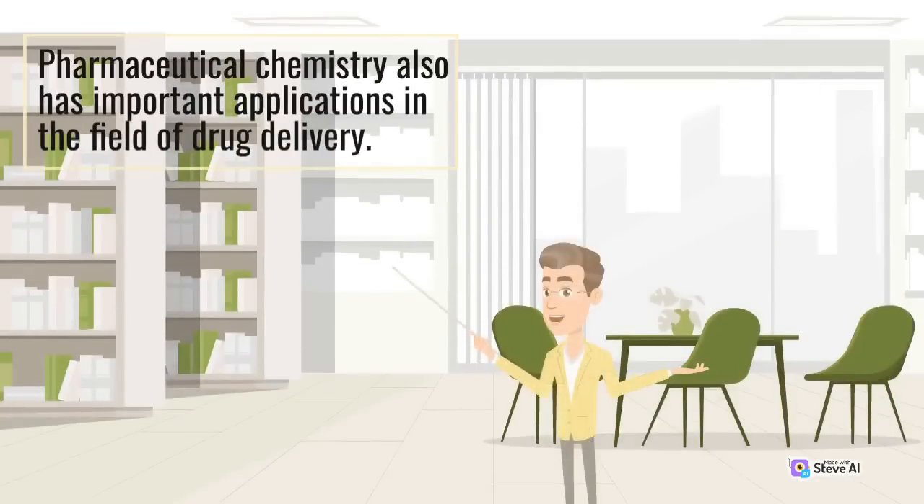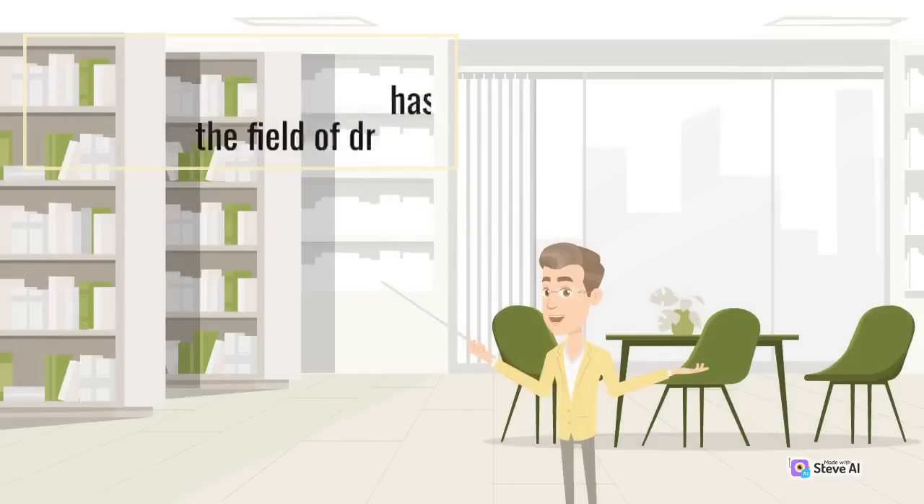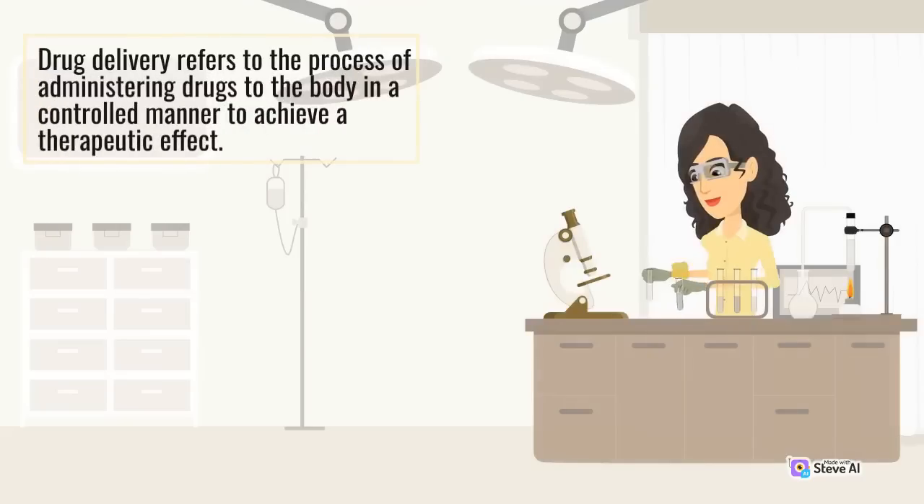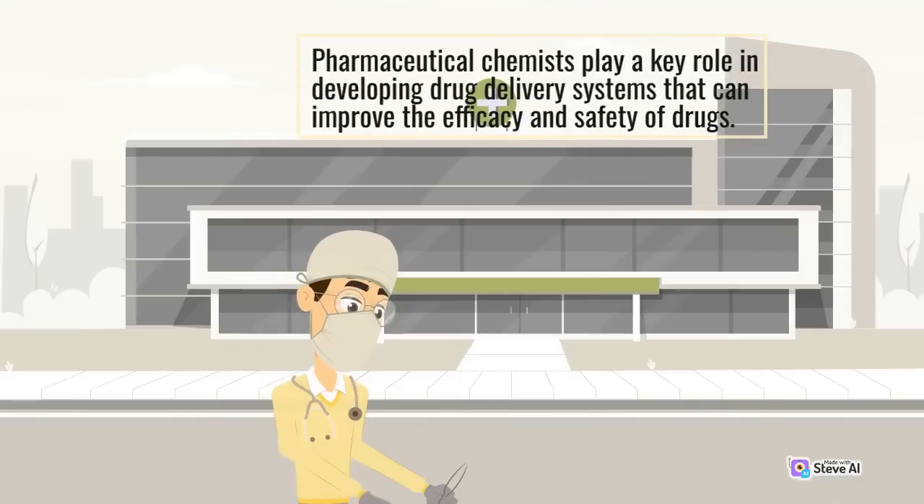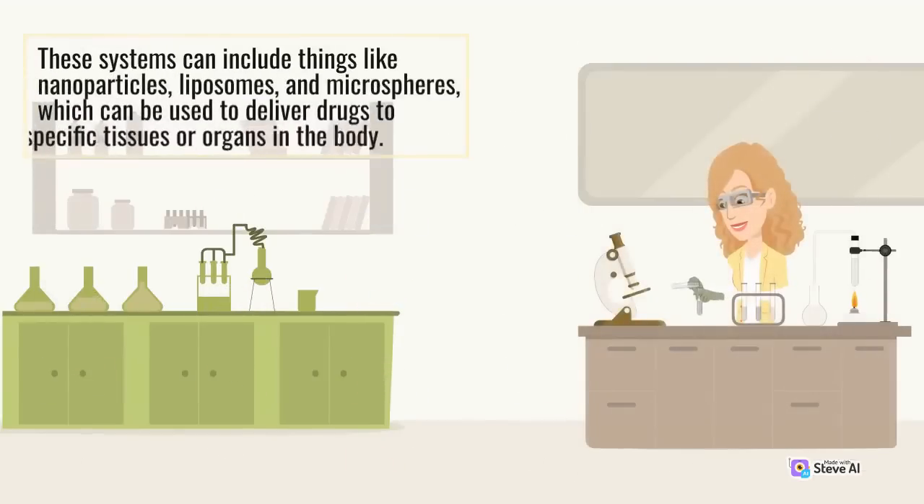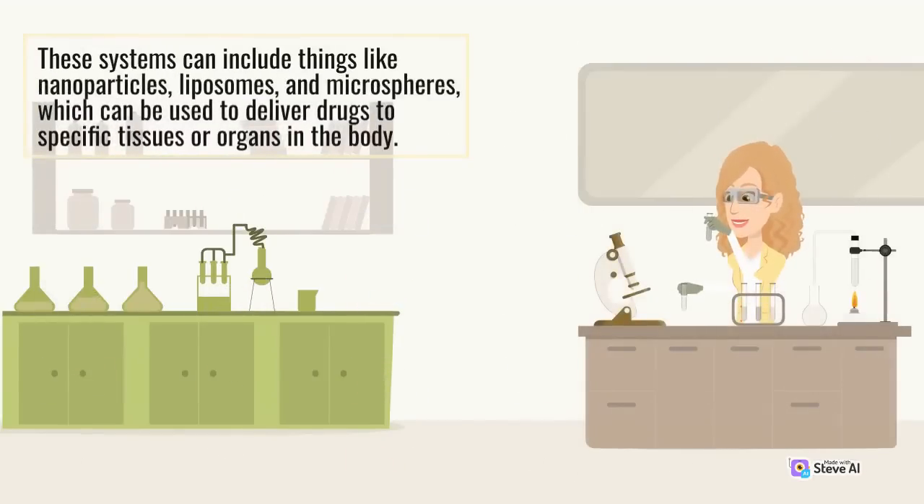Pharmaceutical chemistry also has important applications in the field of drug delivery. Drug delivery refers to the process of administering drugs to the body in a controlled manner to achieve a therapeutic effect. Pharmaceutical chemists play a key role in developing drug delivery systems that can improve the efficacy and safety of drugs. These systems can include things like nanoparticles, liposomes, and microspheres, which can be used to deliver drugs to specific tissues or organs in the body.